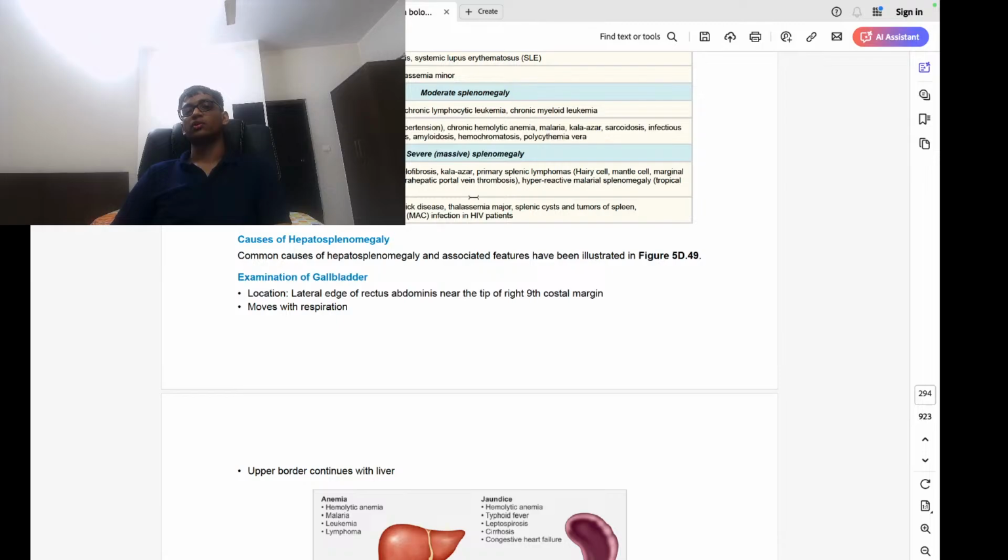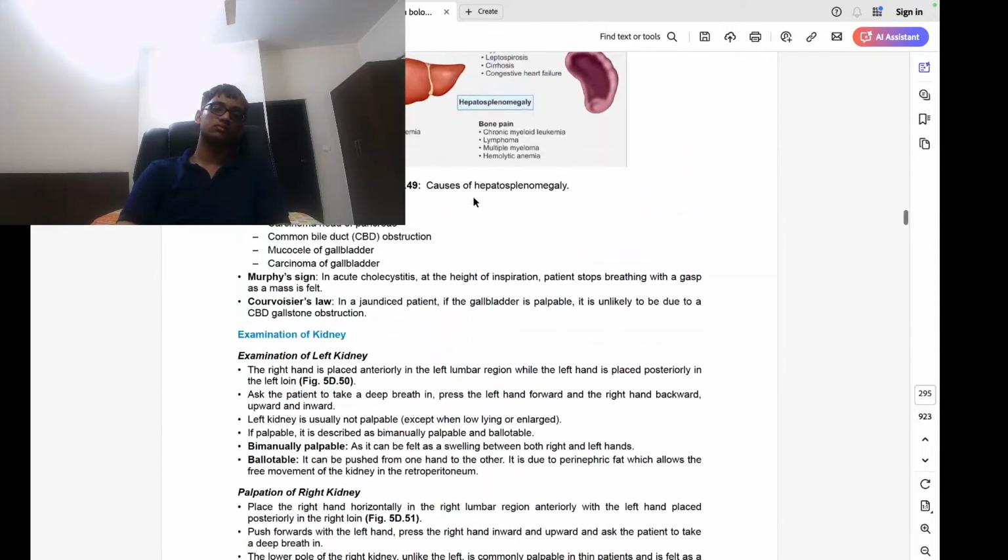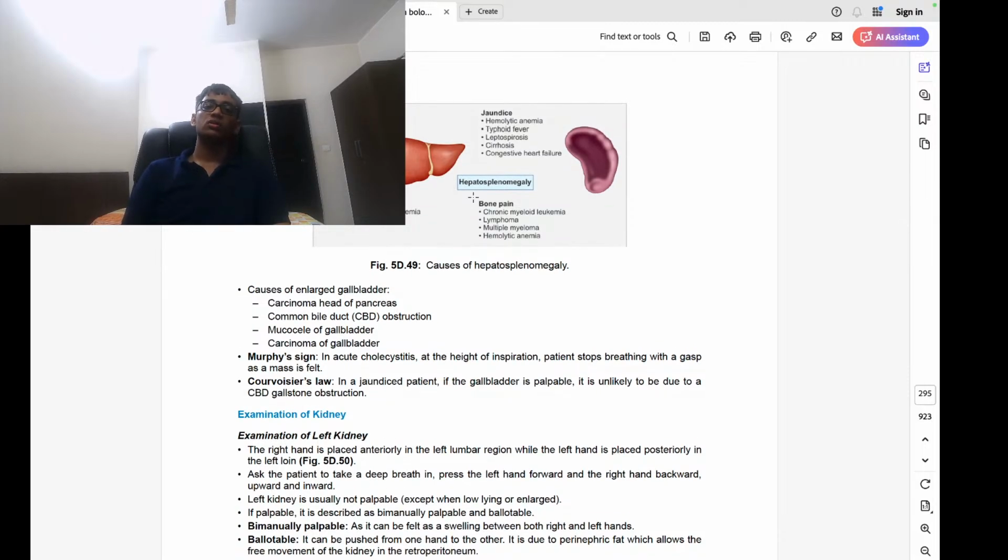Then causes of hepatosplenomegaly: common causes and associated features have been illustrated. Then location of the gallbladder. It is located at the lateral edge of the rectus abdominis, near the tip of the right ninth costal margin, and it moves with respiration. Upper border continues with the liver.